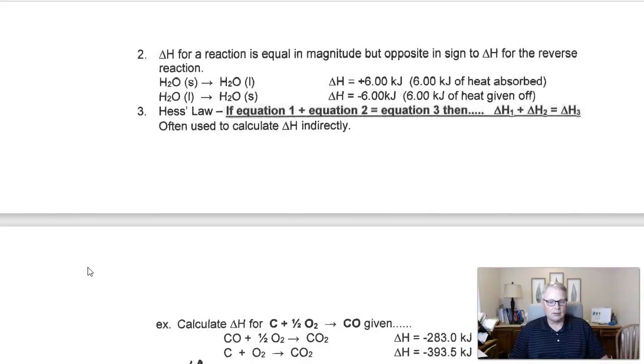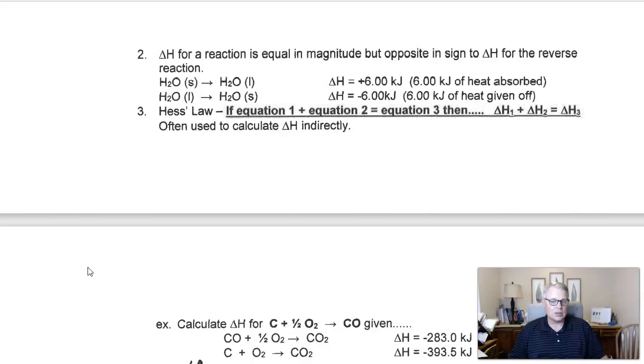If equation 1 plus equation 2 equals equation 3, then delta H1 plus delta H2 equals delta H3. All right. Put simply, if you can take two equations and you can add them together, then you can simply take the delta H's for those two equations, add them together, and that gives you the total delta H for the third equation. All right.